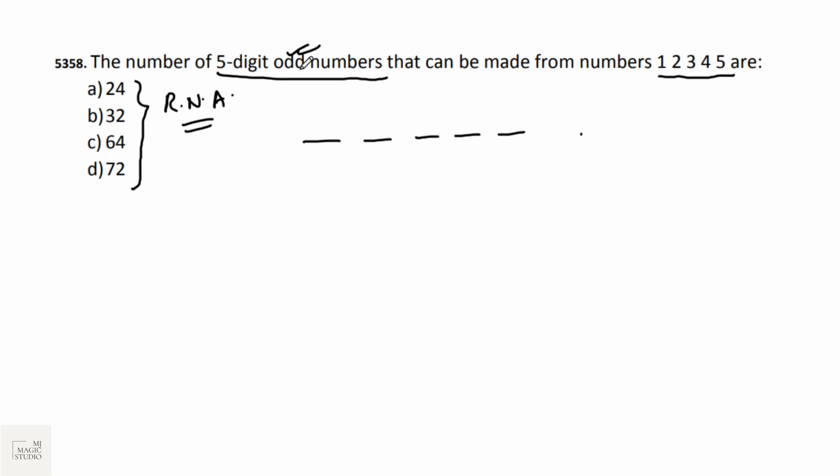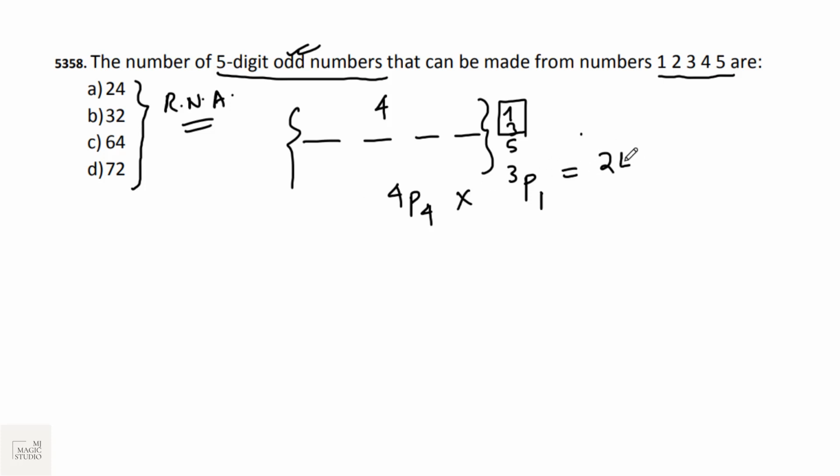So if repetition is not allowed and we are looking for an odd number, that means in the last place we should have either 1, 3 or 5. That means out of 3 options, we need to choose any one option. Now for the remaining 4 places, we have the remaining 4 digits, which need to be arranged in these 4 places in 4P4 ways. So the number of 5-digit odd numbers is 4P4, that is factorial 4, 24, into 3P1 which is 3, 72. And we can see that we have got 72 as one of the options, which is also the highest of the options.